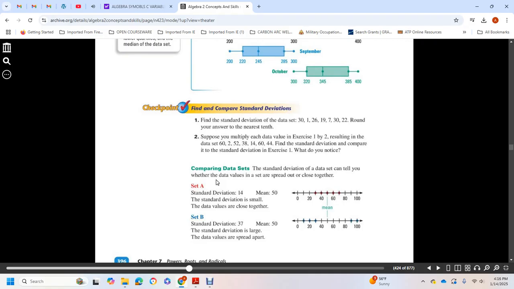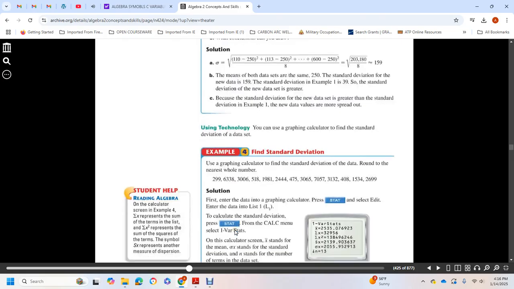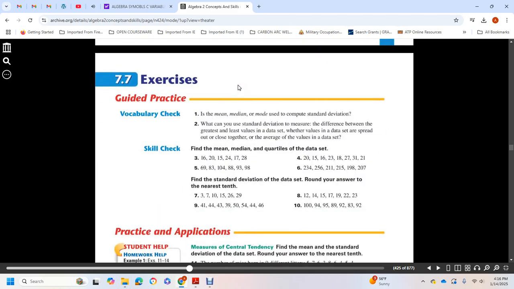Compare data sets. The standard deviation of a data set can tell you whether the data values are spread out or closer together. Data set A has a standard deviation of 14 and a mean of 50. A small standard deviation means the data values are close together. Data set B has a standard deviation of 37 and a mean of 50. A larger standard deviation means the data values are spread further apart. Using technology, use a graphing calculator to find the standard deviation of the data set.